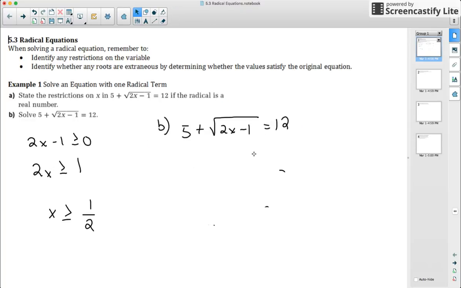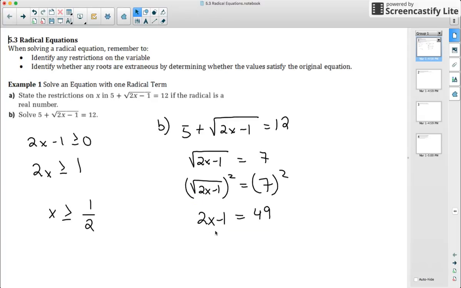The next part is that we have to solve this equation. So this is the original equation. First, we move the 5 over to this side by subtracting it from both sides to get square root 2x minus 1 equal to 7. Then we square both sides so that we can undo this radical sign. That leaves us with 2x minus 1 equals 49. Solving for x, we end up at x equals 25. Once we get to this point, it just becomes a basic algebra question. x equals 25, which satisfies the restriction. So we're all set.